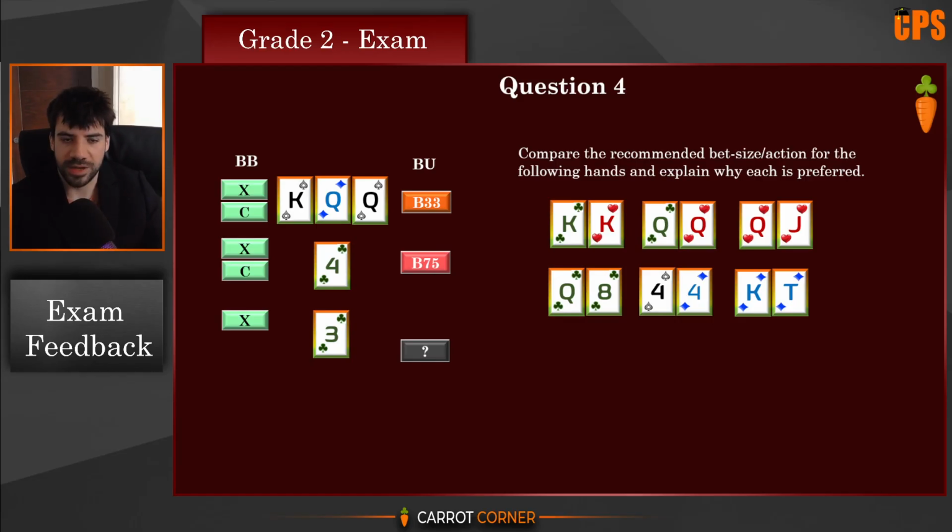Question 4 is a button versus big blind spot, and it asks us to compare the sizes chosen by a solver in the following triple barrel situation. Of course, we can jam here for more than the pot, and that would be a normal thing to do in quite a polarized node for our range with some hands, but we can also go for a B75 or something smaller as well. Let's take a look at the sim.